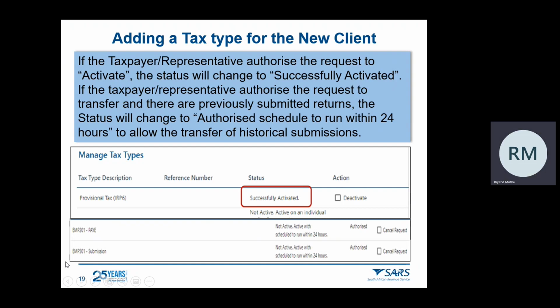If the taxpayer or the registered representative authorizes the request to transfer and there are previously submitted returns, the status will change to Authorized. And this will schedule a run after 24 hours to allow the transfer of the historical submission.